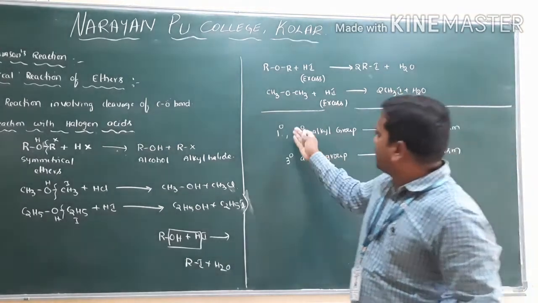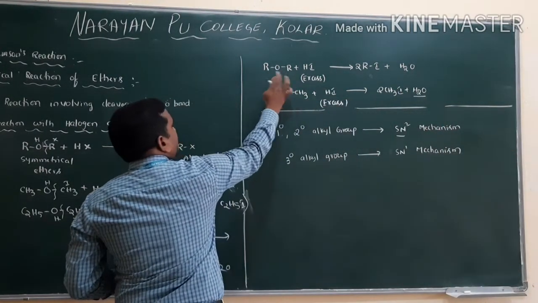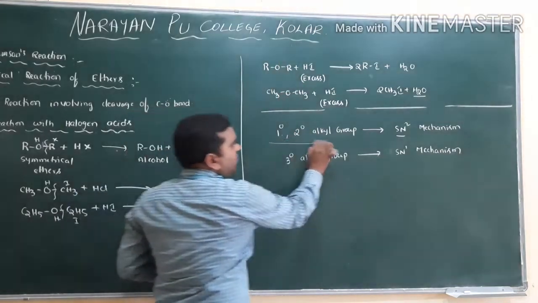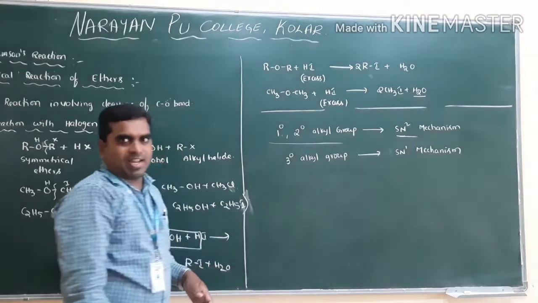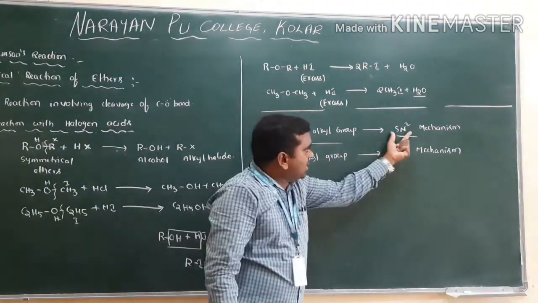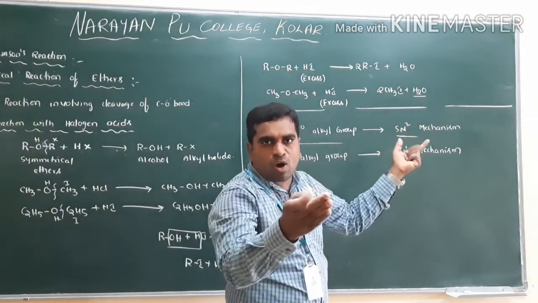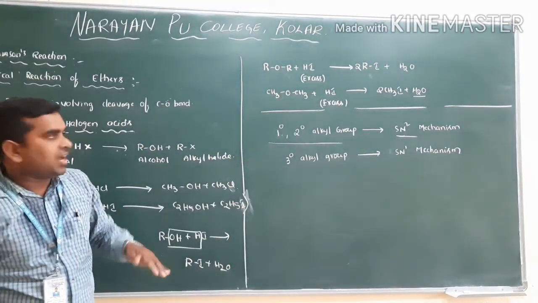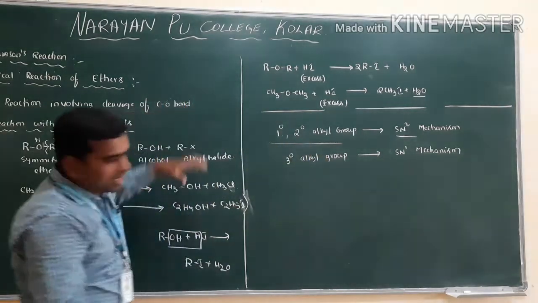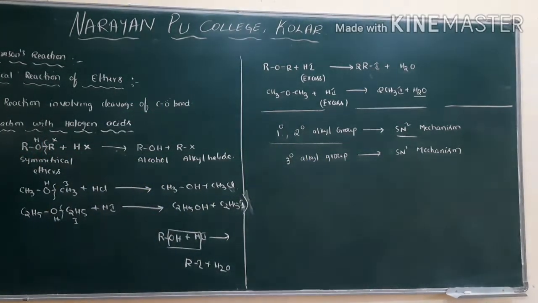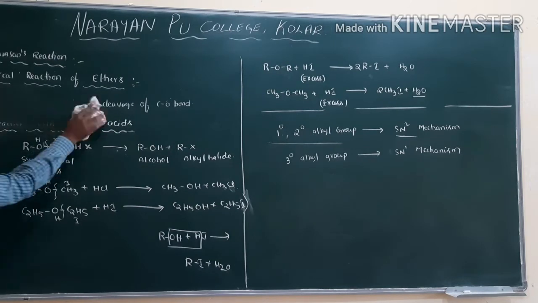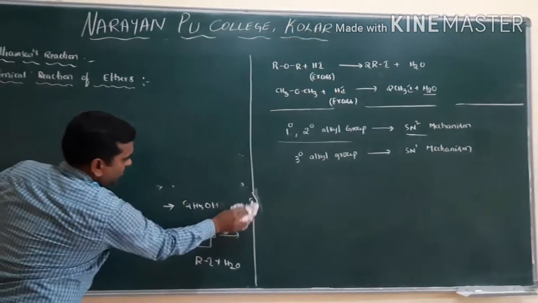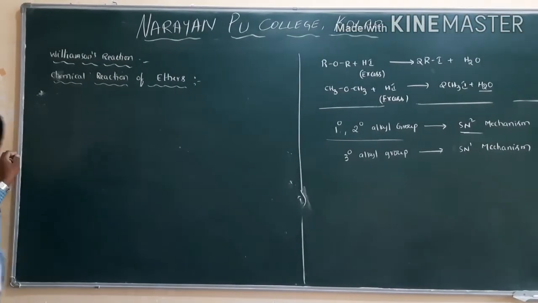Clear? If both groups are primary, or one is primary and another one is secondary, then they follow which mechanism? SN2 mechanism. SN2 mechanism means the nucleophile always attacks the smaller group only. Clear? That is important. So now you remember this, then we will discuss some concepts. And first I will give one example, so you can easily understand now.